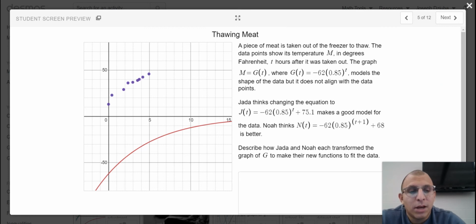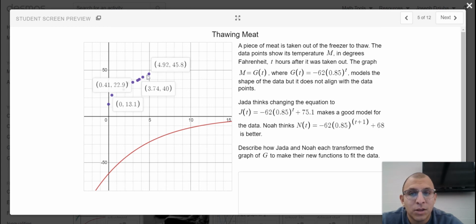Graphically here, the graph represents a piece of meat that is taken out of the freezer to thaw. The data points show its temperature M in degrees Fahrenheit, T hours after it was taken out. So the temperature initially was 13.1 degrees, and then obviously over time, we can see that the temperature was increasing.